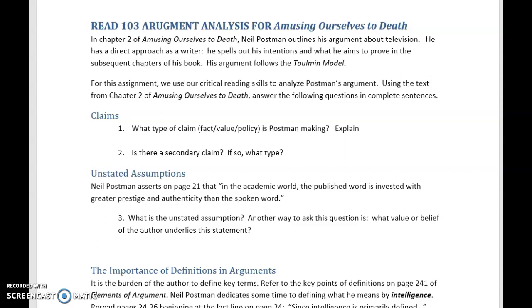I want to walk through this first assignment with you, Chapter 2 of Amusing Ourselves to Death. Postman does a great job presenting his argument, and it follows the Toulmin model, which we will be studying in this class. So the first couple of questions, the one on claims, I've already presented this information in this assignment page right above. And if you went through the inference and assumption page in this module, you can find the answer to question 3 on your own.